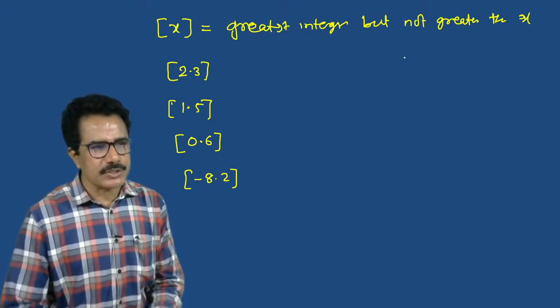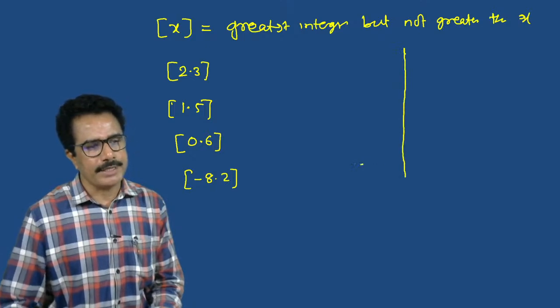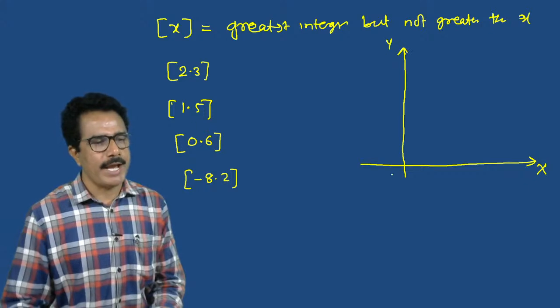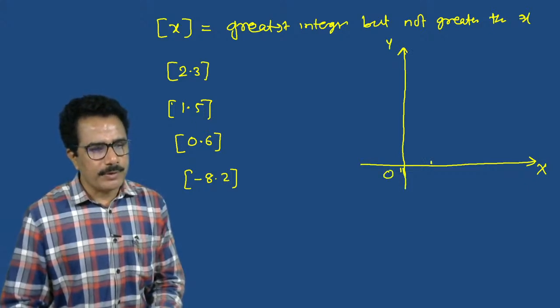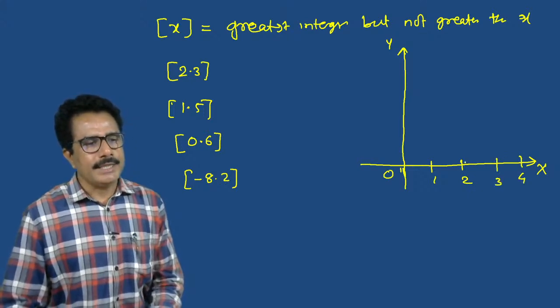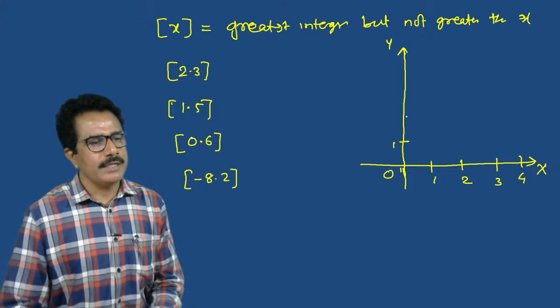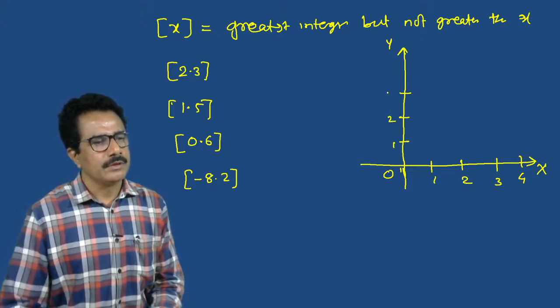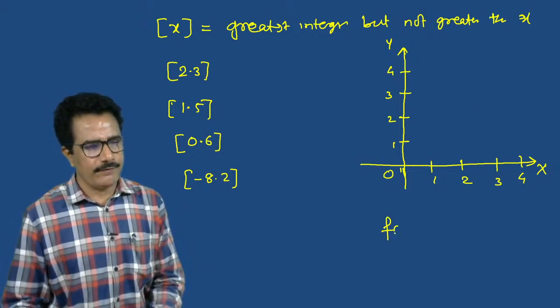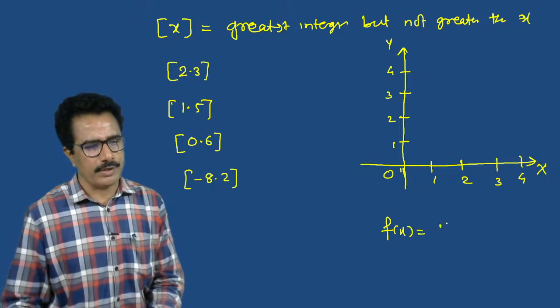How does the graph of the box function actually look? Suppose this is x, this is y, 0. Suppose this is 1 2 3 4, and here also 1 2 3 4. Now f of x is equal to box x. Here, f of x is equal to box x.